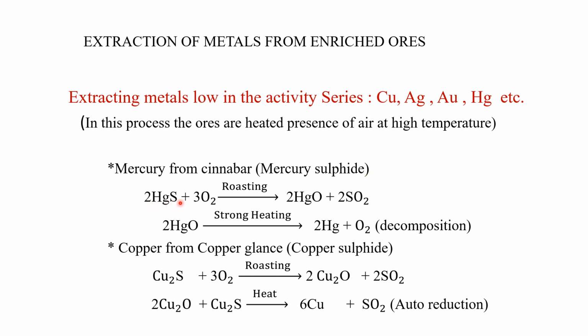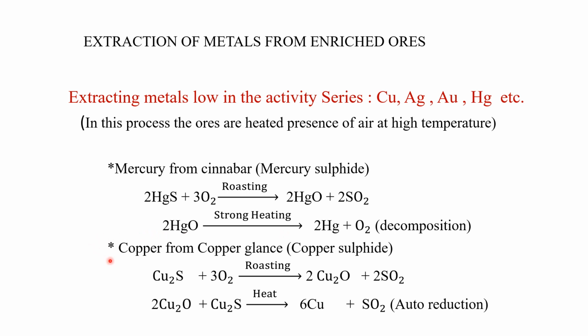When the cinnabar is heated in the presence of oxygen, the process is known as roasting because this is a sulfide ore. So it will form mercury oxide and sulfur dioxide will be evolved. Now mercury oxide, when it is strongly heated, will undergo decomposition and produce mercury in liquid form, along with evolution of oxygen gas.